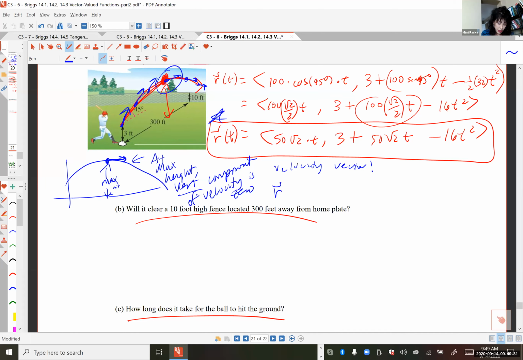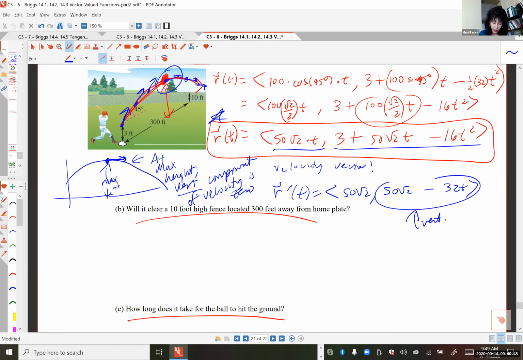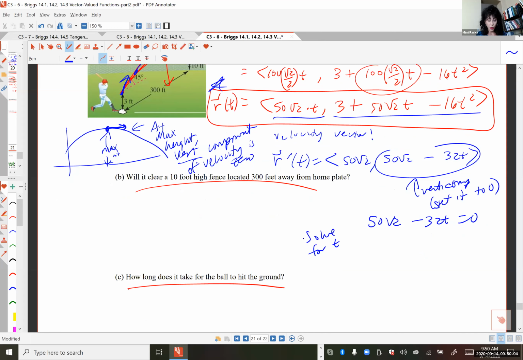So R prime is, when you take the derivative of 50 square root of 2 t, its first component is going to be a constant. And when you take the derivative of the second component, you'll get 50 square root of 2 minus 32t. This is the vertical component right here. So the next step I want to see is to set it to 0. I want to see you physically write it down on your paper and solve for time t. Actually do this, because this is what's going on.